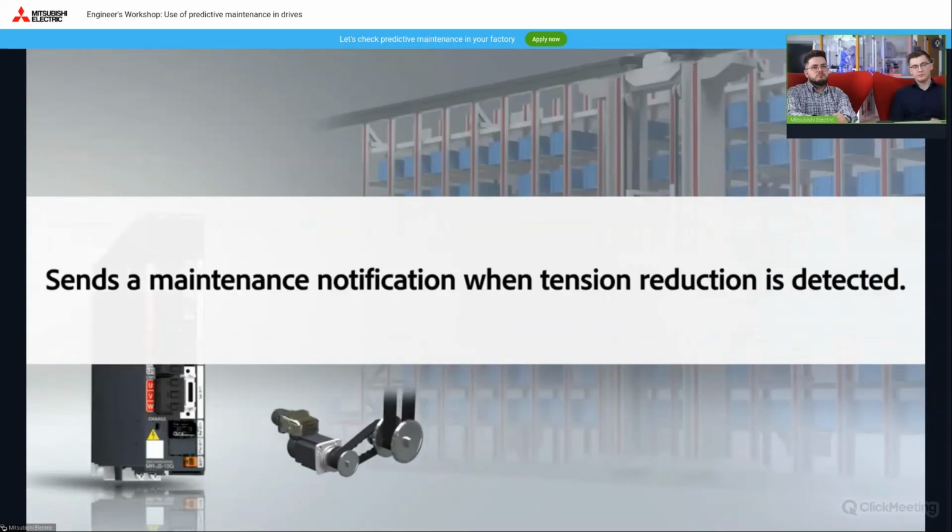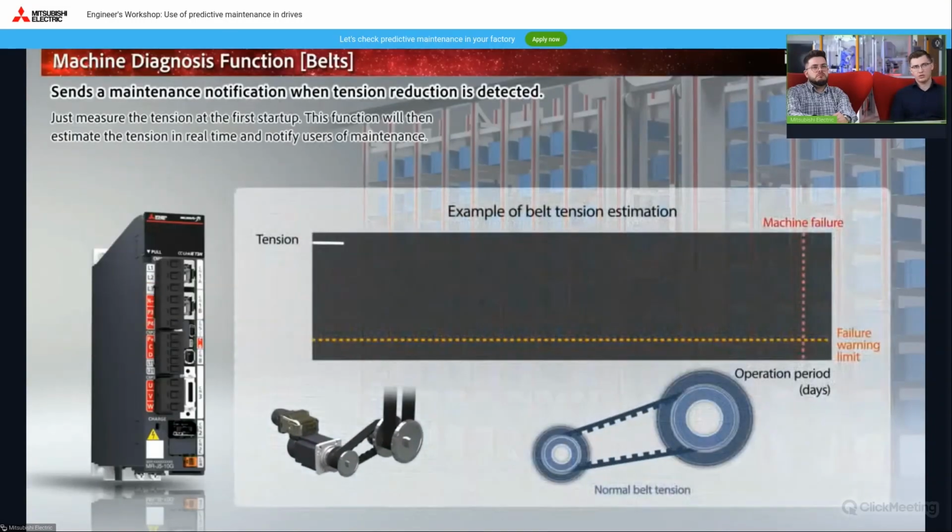Then there is the belt. Very similar situation here. We are just checking different things, different parameters.